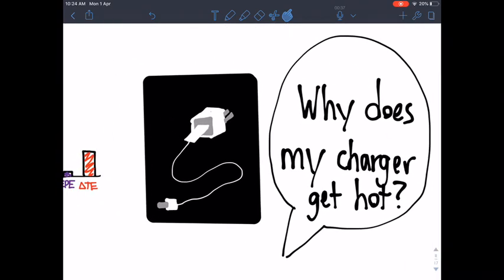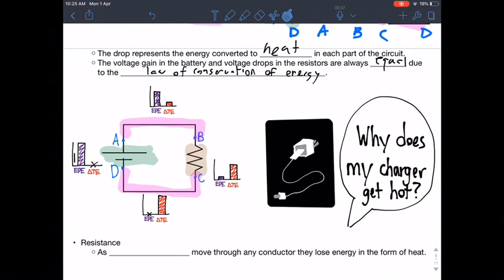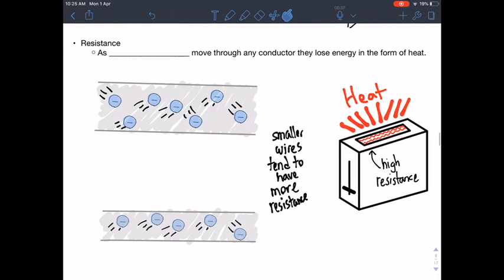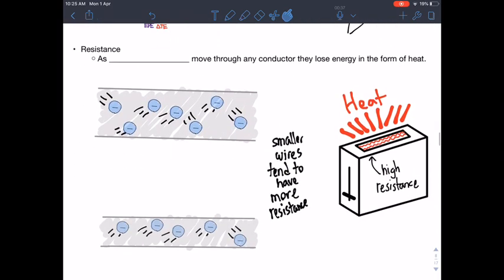So this answers the question, why does my charger get hot? Essentially, the power from the wall into your charger is extremely high. It's very, very high voltage. But your phone can't receive that much voltage. And so the charger has to actually release some energy as heat as the electricity flows through into the phone. And that loss of energy is known as resistance.